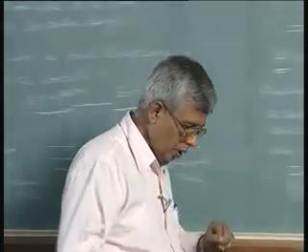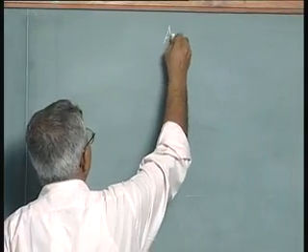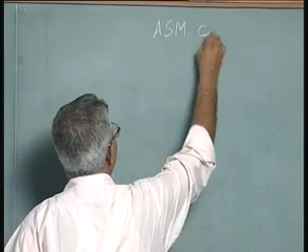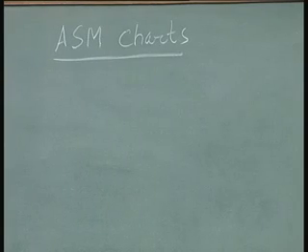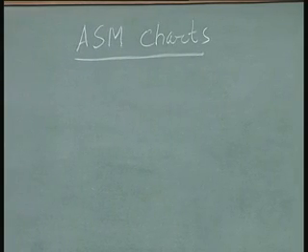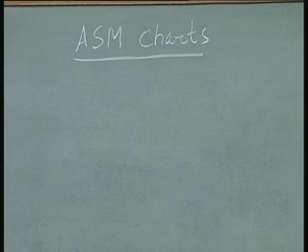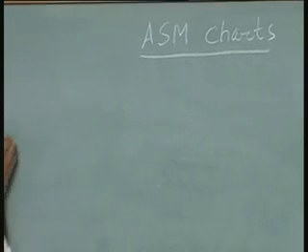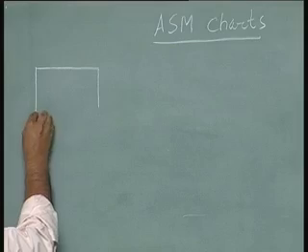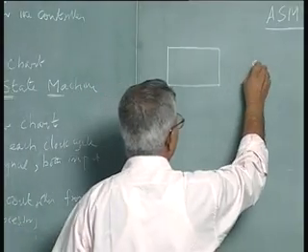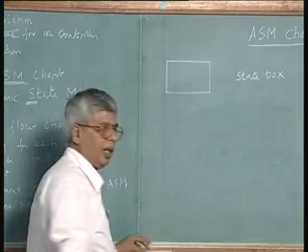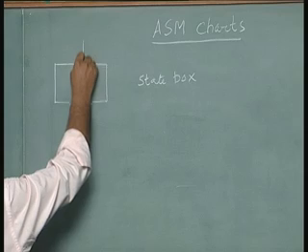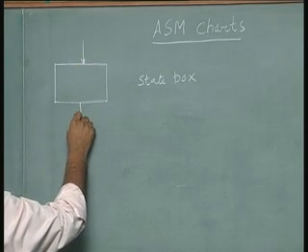Now the ASM chart is the simplest chart you can think of. It is not at all complicated. There are only three blocks in an ASM chart. The first box is a rectangle called a state box. The state box has an input arrow and an output arrow.